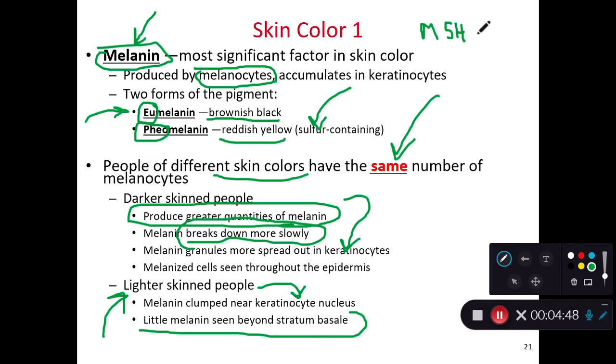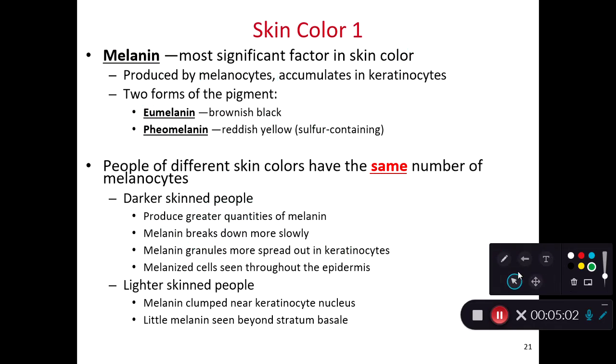There are some diseases associated with elevated melanocyte stimulating hormone in the human body. In particular, I'm thinking of Addison's disease. I'll talk about this in a couple slides, so I'll stop for now. We'll get to that in just a little bit.